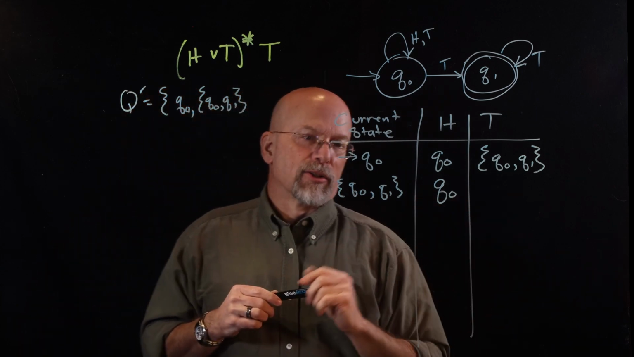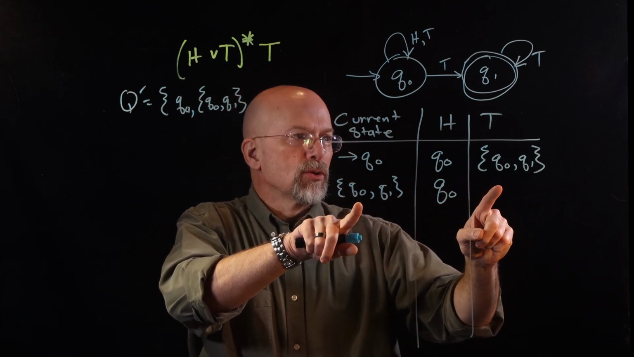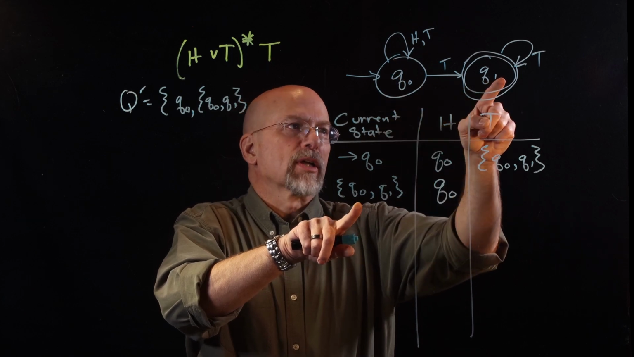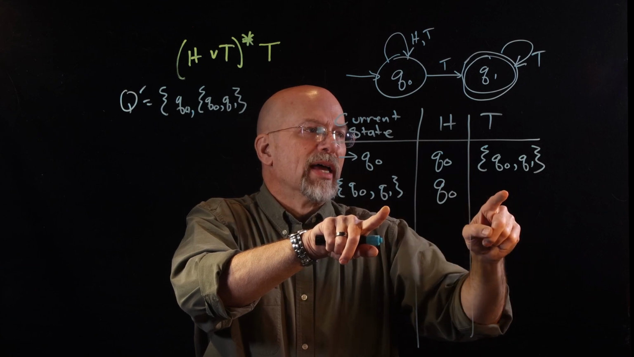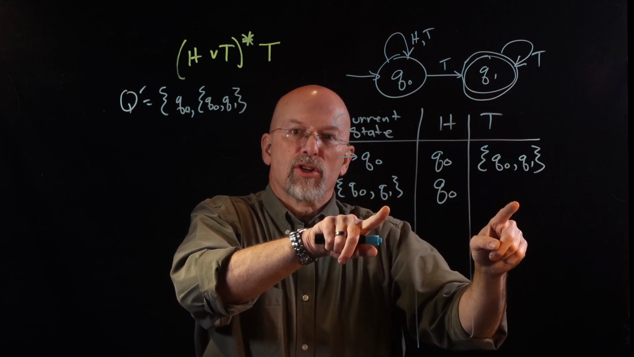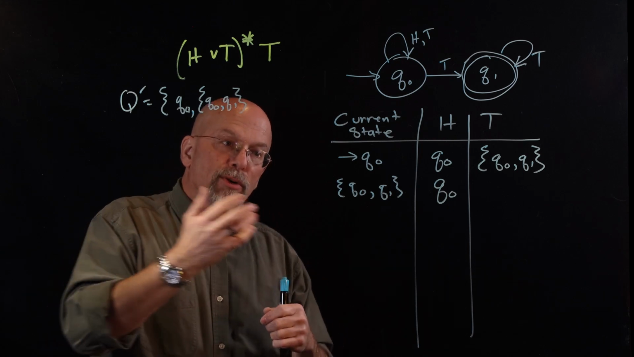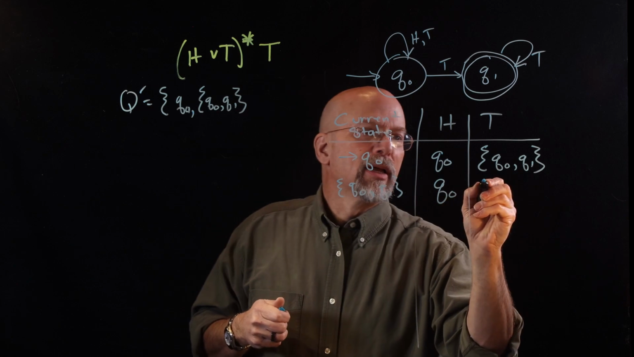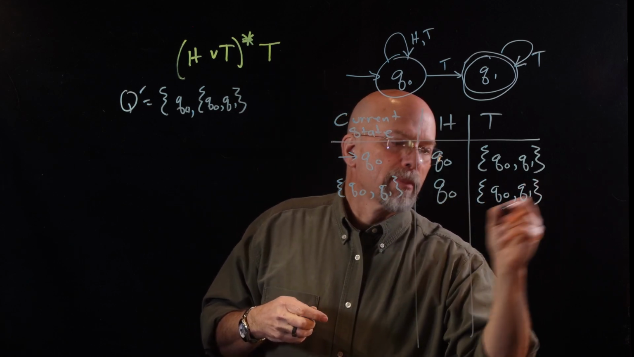Now, we go over to tails. The union of all the places that we can go from Q0 if we get a tails, well, Q0 can go to Q0 or it can go to Q1. And Q1, if I get a tails, goes to Q1. What's the union of that? What's the union of Q0 and Q1 unioned with Q1? Well, it's just Q0, Q1.